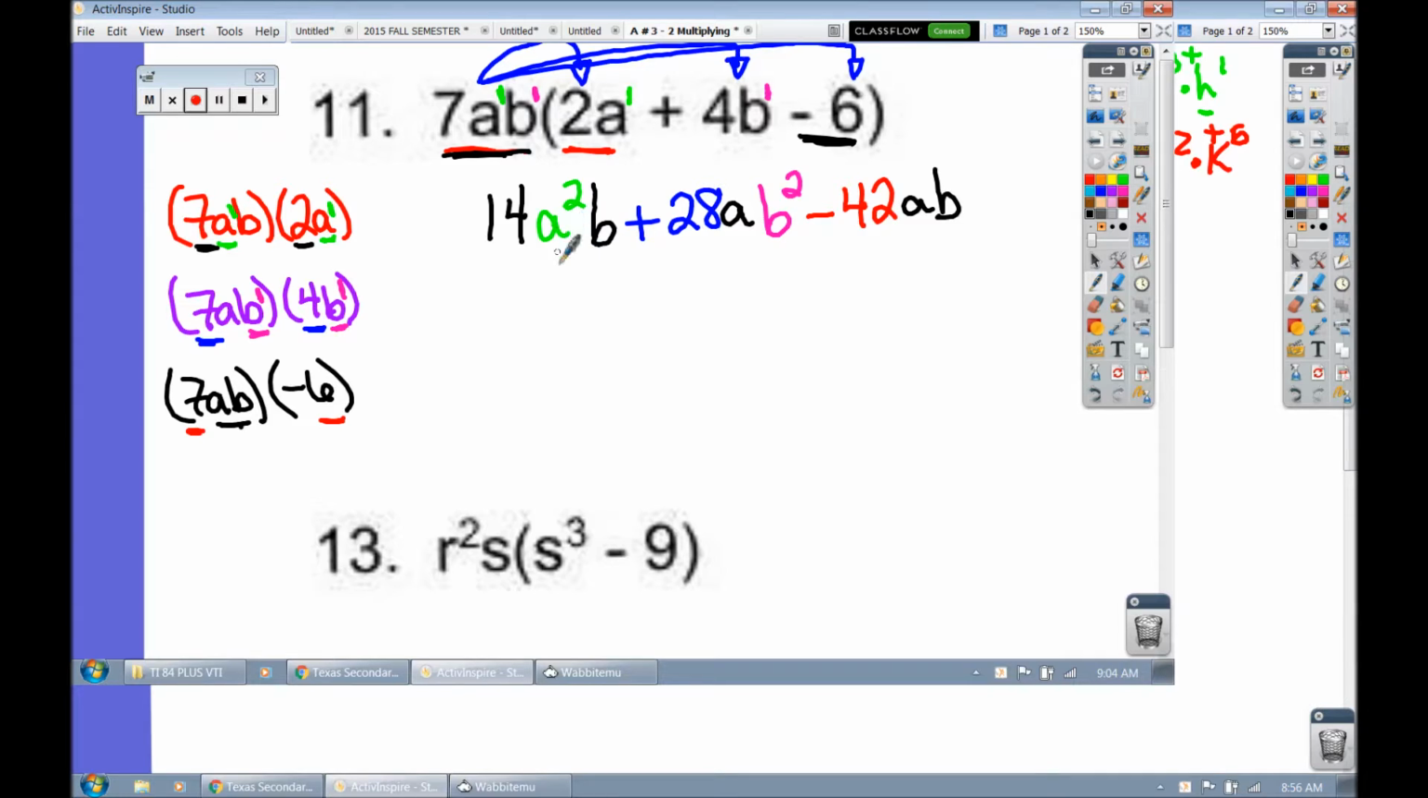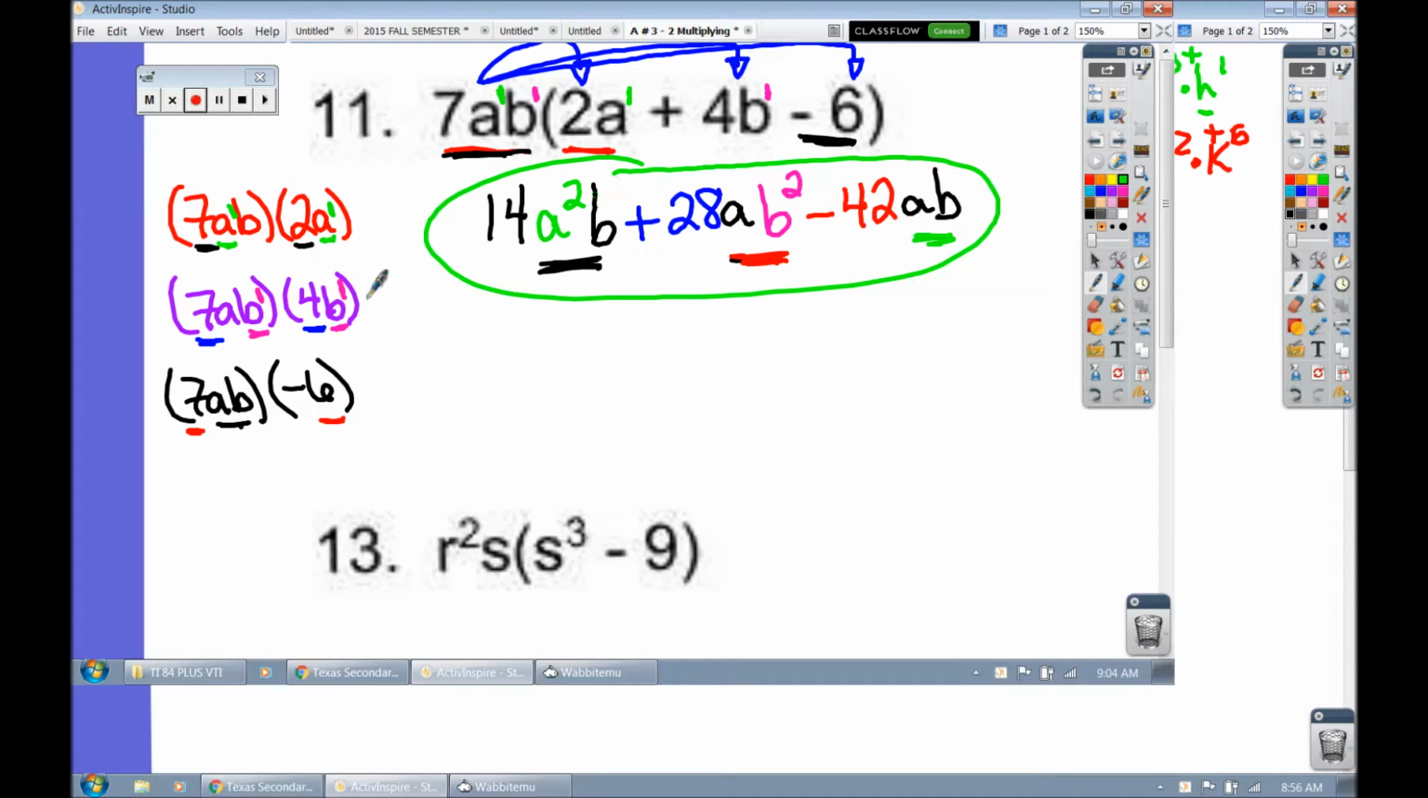You can only combine a squared b's with a squared b's. I don't have any more a squared b's. I only have this set right here. You can only combine ab squareds with ab squareds. And I only have this set of ab squareds. And ABs can only be combined with ABs. So guess what? This is my answer.